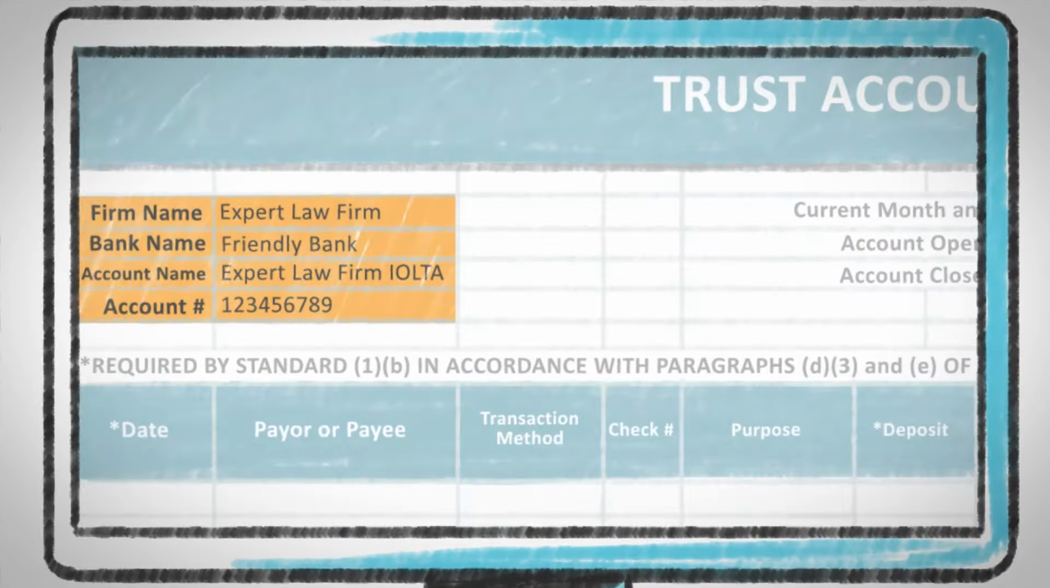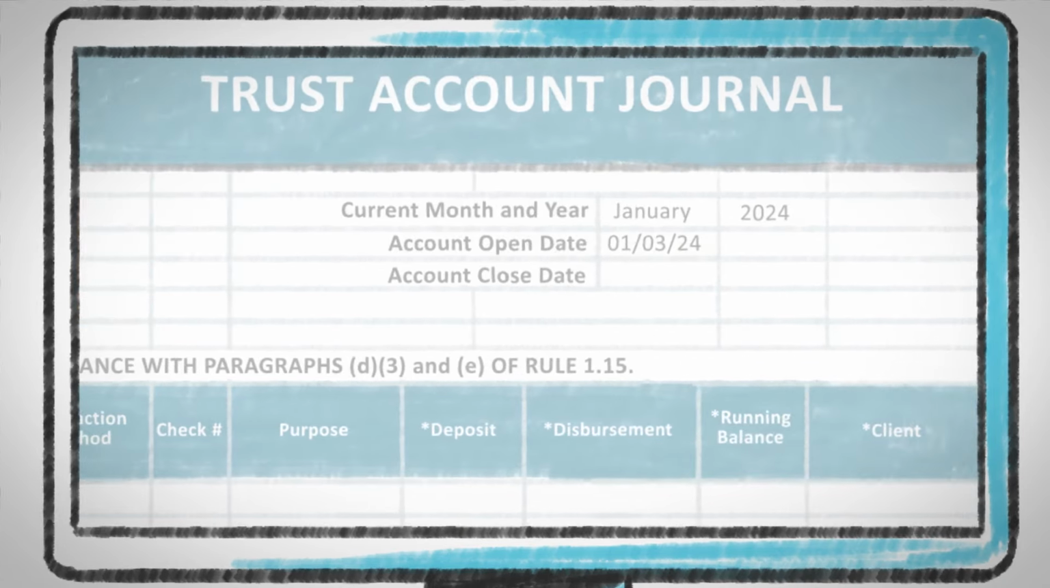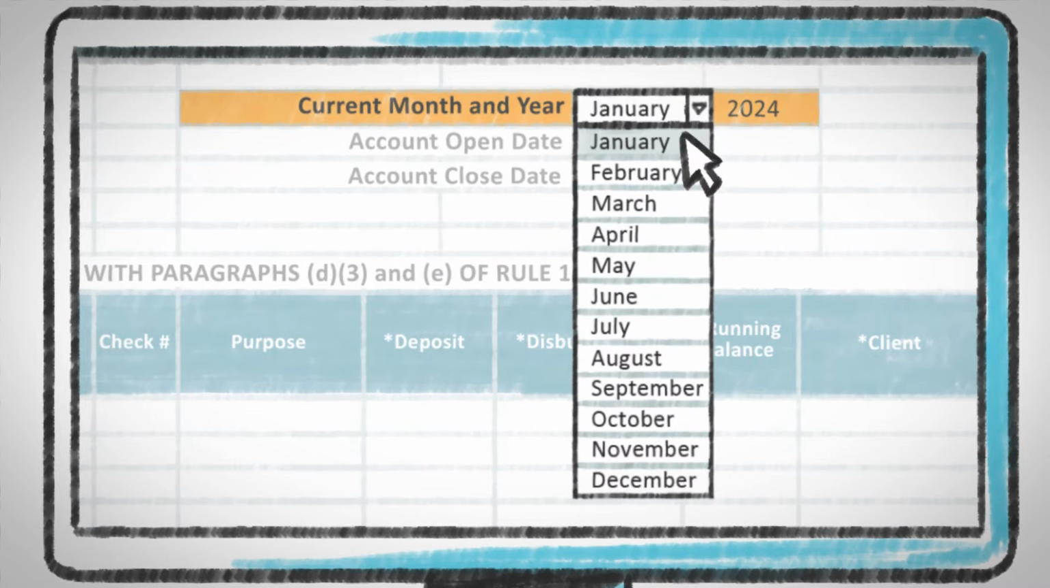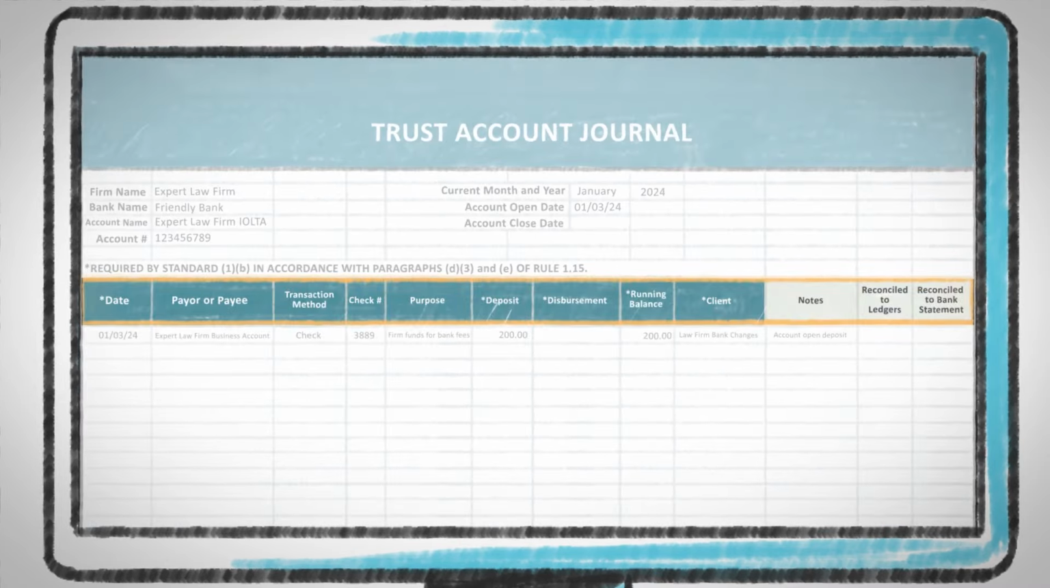At the top, you can record certain permanent trust account information that you enter when you first set up the account. Since firms generally maintain an IOLTA account for the life of the firm, this information will not change from month to month. The account close date is only entered when the trust account is closed. Selecting the current month and year can help ensure your account journal is up to date. Let's look at the columns.